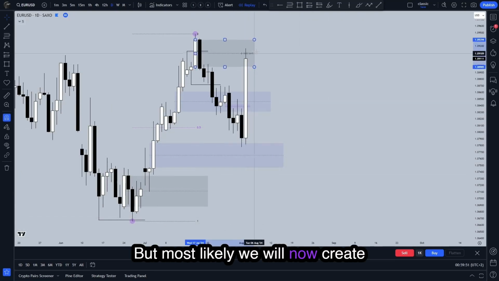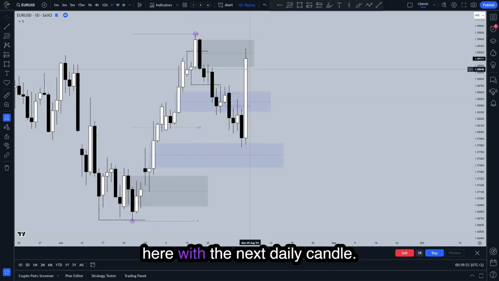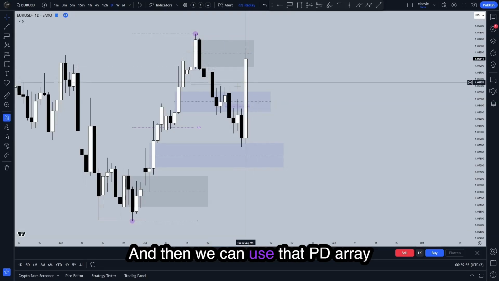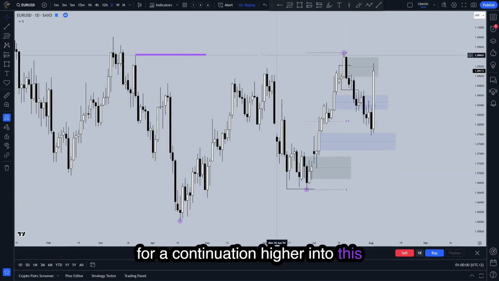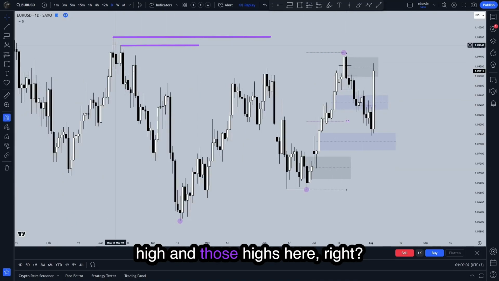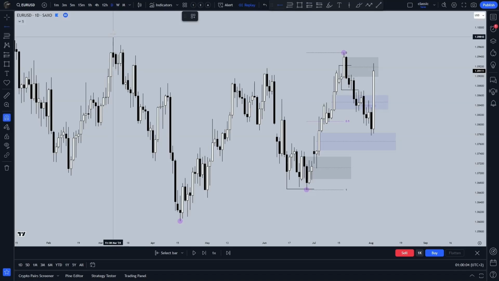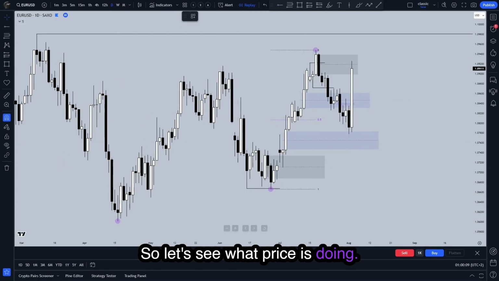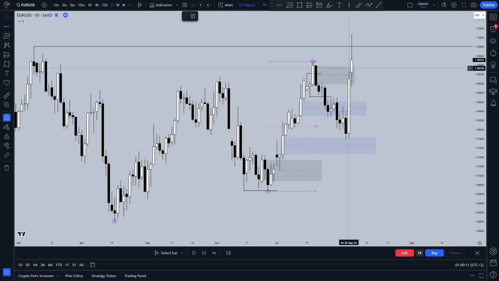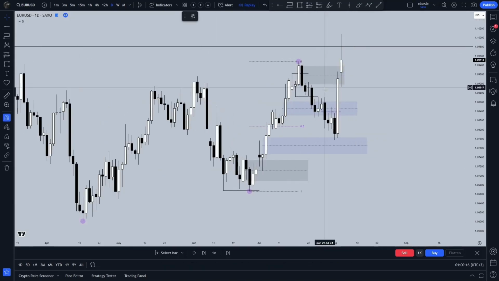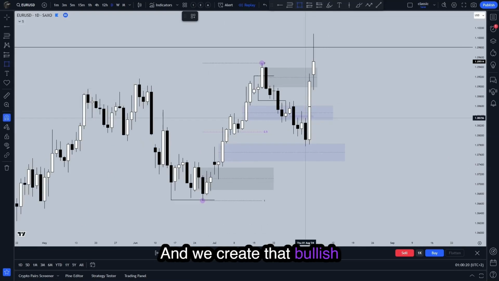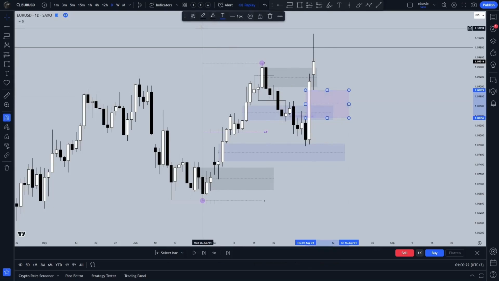But most likely we will now create a new bullish fair value gap here with the next daily candle, and then we can use that PD array for a continuation higher into this high and those highs here, right? So let's see what price is doing. Next day already gives the expansion without a retracement. And we create that bullish value gap here, right?